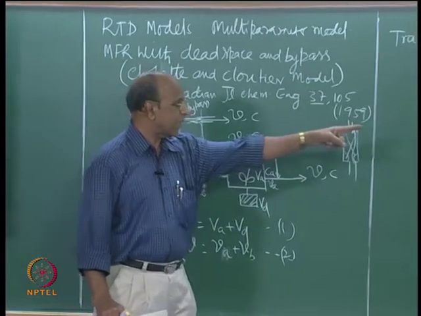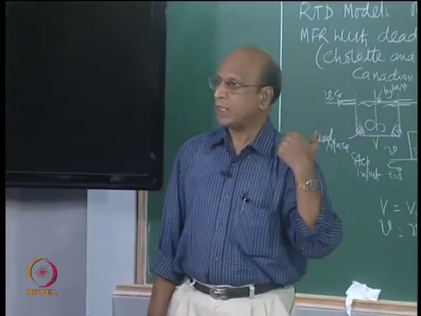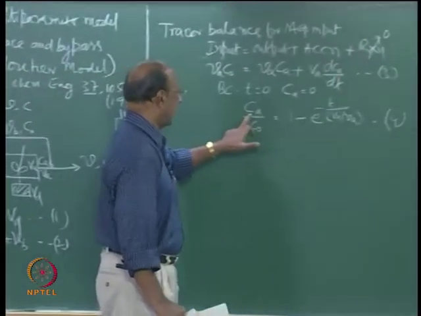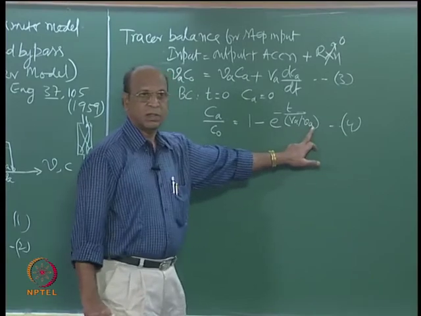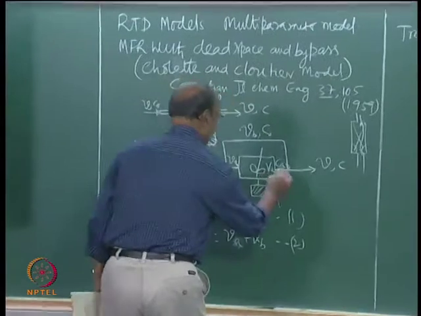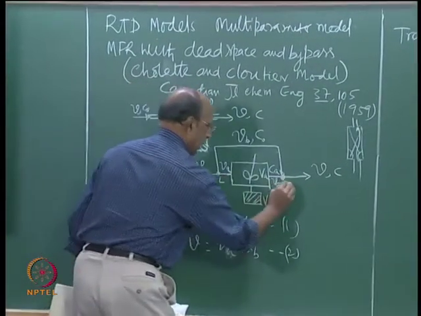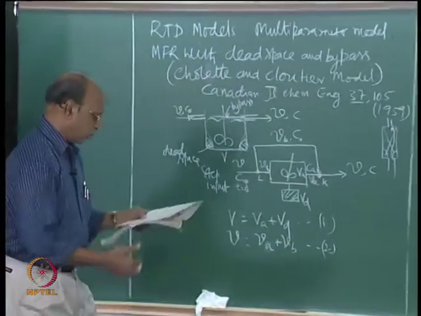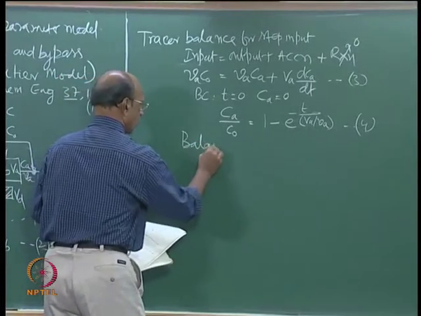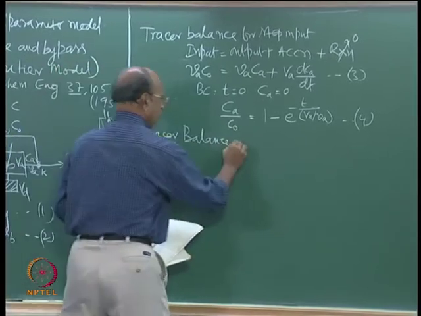So, that equation has to be converted into C by C naught, which is F of t, because we are writing for a step input. So, what do we do? I have to eliminate C A, and also eliminate capital V A and small v A. For that we have another balance. If I take this one as L and this one as K point, then the tracer balance at K.